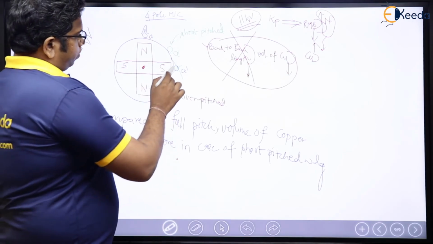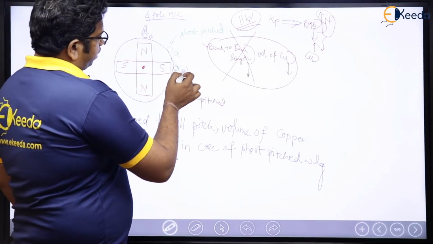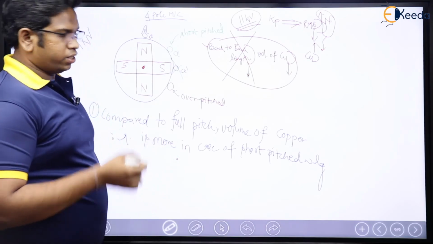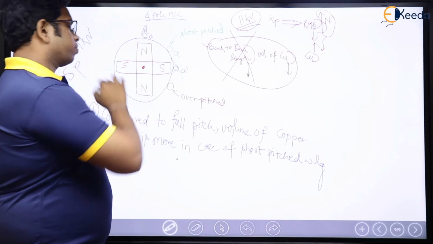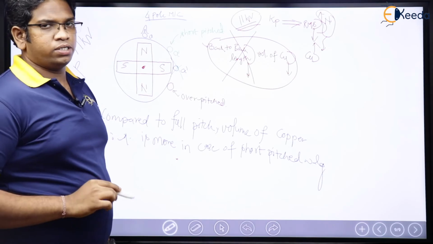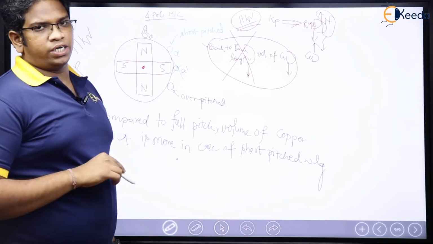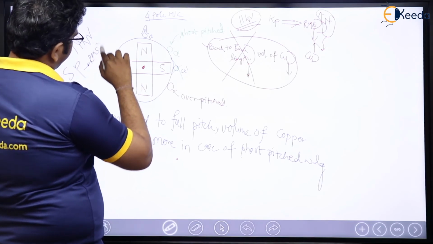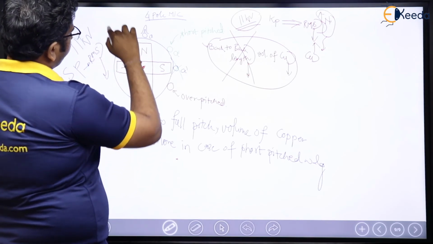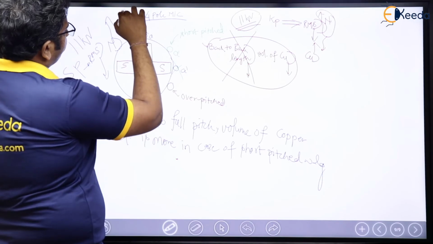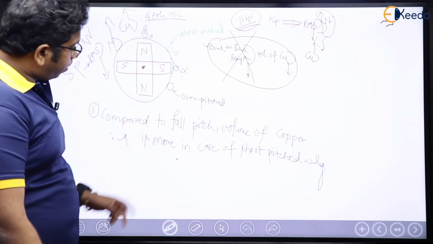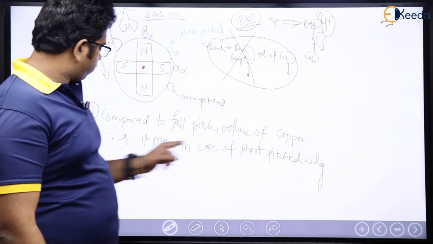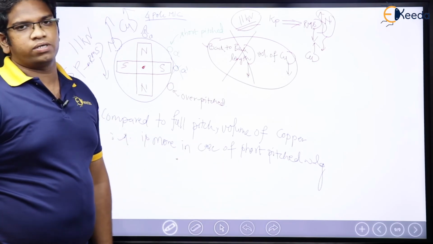But the moment this A dash is shifted here, means the moment you do short pitching, what happened was the RMS value got reduced, which means the number of turns had to be increased, which means copper requirement also increased. So compared to full pitch, the volume of copper required is more in case of short pitch.